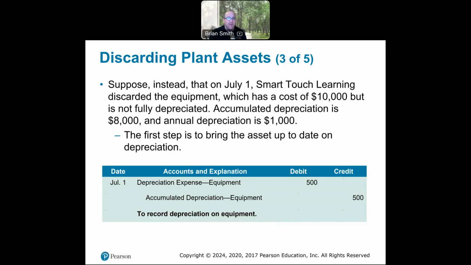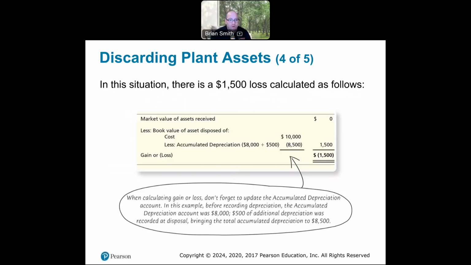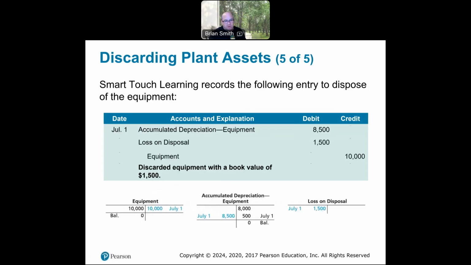But in this circumstance, if we actually do this in July, we're going to look and see what happens, because we only increased the accumulated depreciation by $500 instead of $2,000 for some reason. Under this circumstance, now we're going to have a loss when we dispose of it, because we had $10,000 as our cost and we've only expensed $8,500 of it. So the remaining amount we're going to put on our income statement as a loss on the disposal of this asset. Here's our journal entry. We're going to debit accumulated depreciation for the equipment, debit loss on disposal, and then credit equipment.